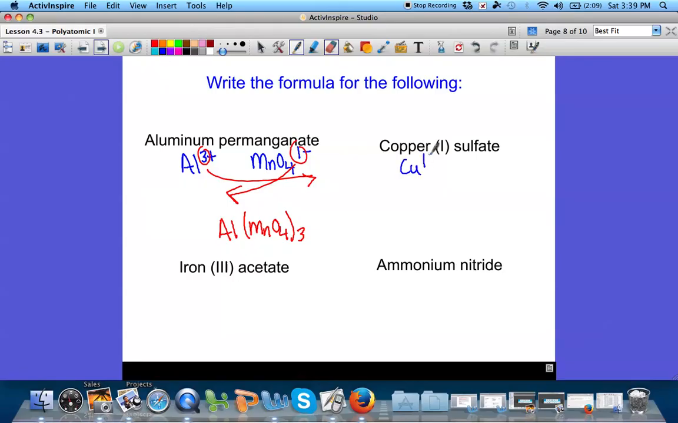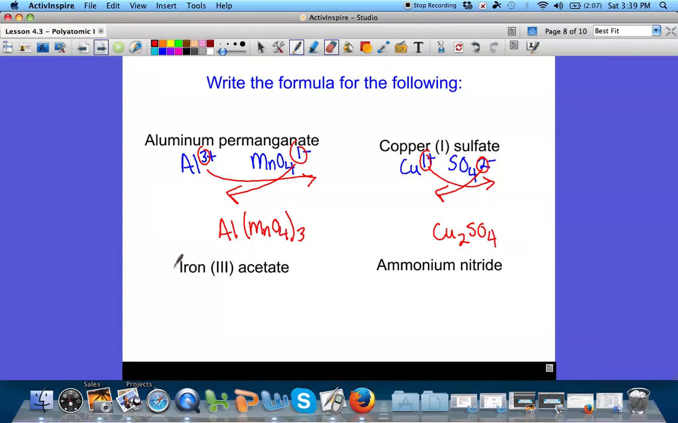Copper 1 plus charge. Sulfate is SO4, and it's going to be a 2 minus. Crisscross. So we have Cu2SO4.